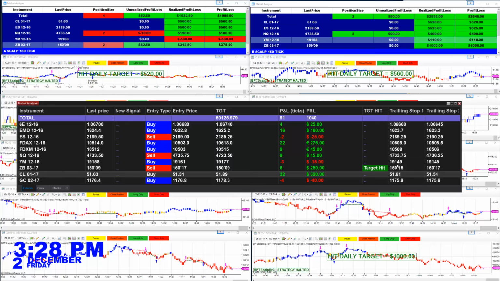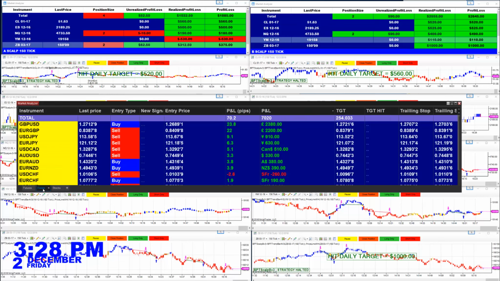And then you have trailing stop 1 and trailing stop 2. And you can see the market now is Friday and it's finished, and it is pretty much flat. But actually the rally today was on the Forex.